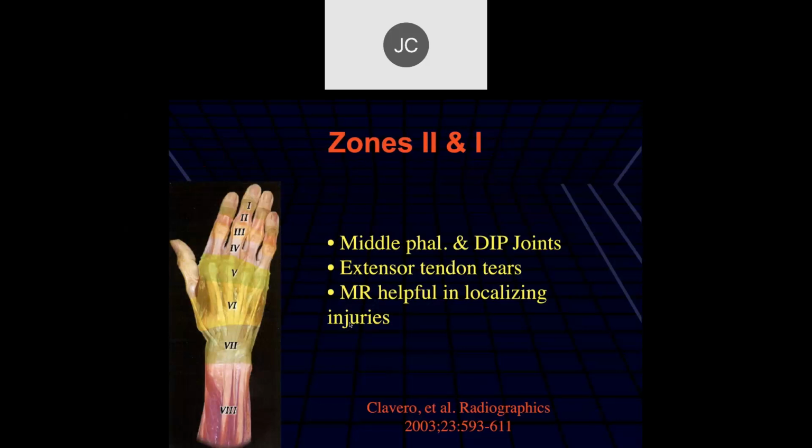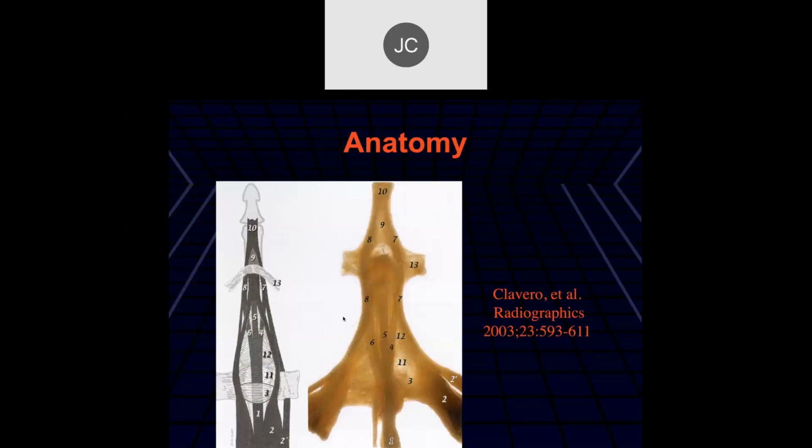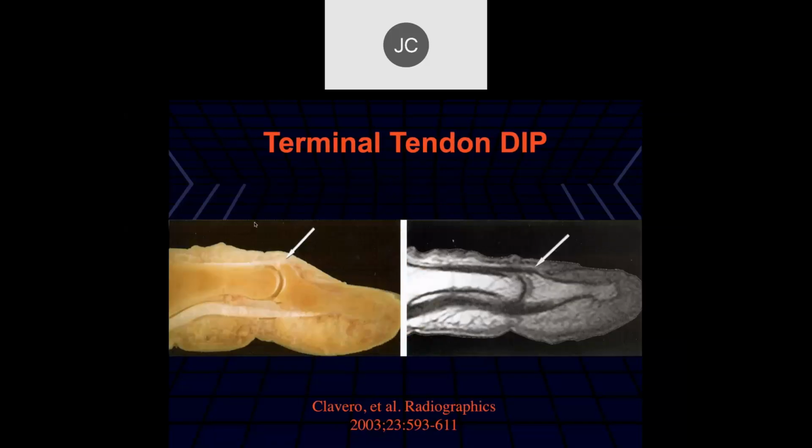Okay, and then we go on to zones 1 and 2, which is the middle phalanx and the DIP joints. And here we tend to have extensor tendon tears again, and again, MR is very helpful. Here we're going to see these lateral slips coming around, fusing to form the distal tendon, the terminal tendon, which attaches to the dorsal aspect of the distal phalanx. And so here's the gross specimen of that terminal tendon coming around and attaching to the dorsal base of the distal phalanx, and there's the MR showing that anatomy.